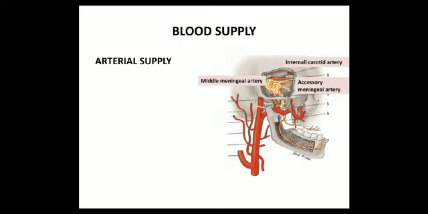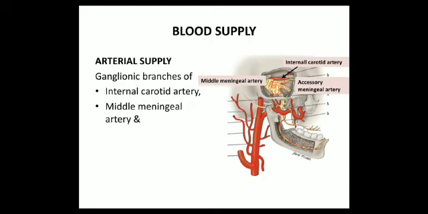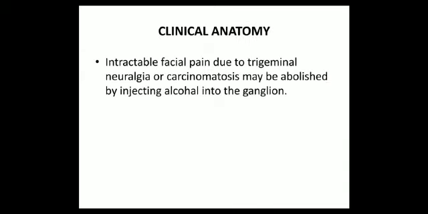Arterial supply of the ganglion: it is supplied by the ganglionic branches of internal carotid artery, middle meningeal artery and the accessory meningeal artery. The clinical aspect: the intractable facial pain due to the trigeminal neuralgia or the carcinomatosis may be abolished by injecting alcohol into the ganglion.